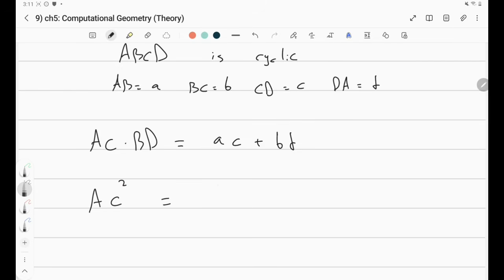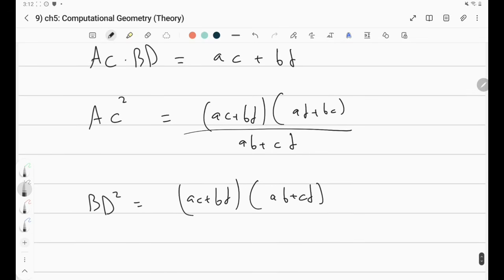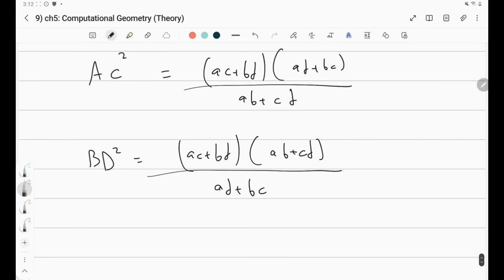So it turns out that AC squared is equal to the same thing, AC plus BD, times AD plus BC divided by AB plus CD. And you also have the same thing for BD. Again, the AC plus BD is still the same for both, but now they just flip. So just flip this and flip this, divided by AD plus BC. Just find a way to memorize it, and you should be fine.